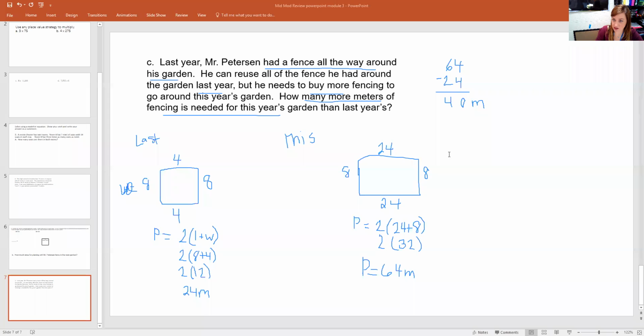So then we're just going to answer that like this. Mr. Peterson will need 40 meters more of fencing this year to go with last year's. Okay. All right, that's our review.